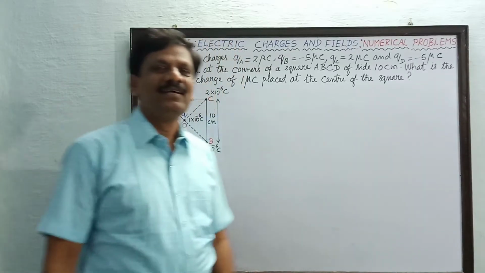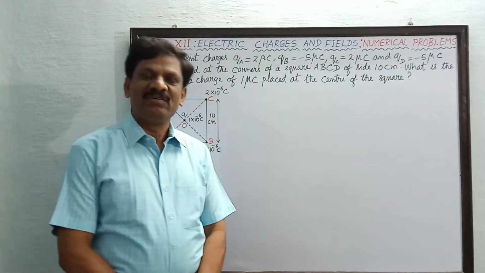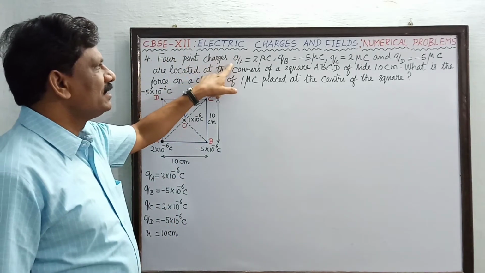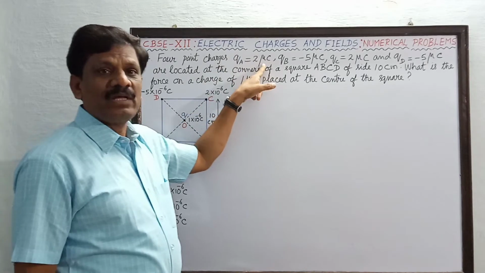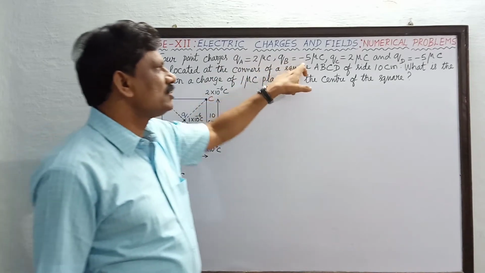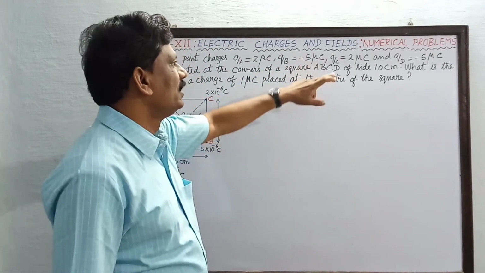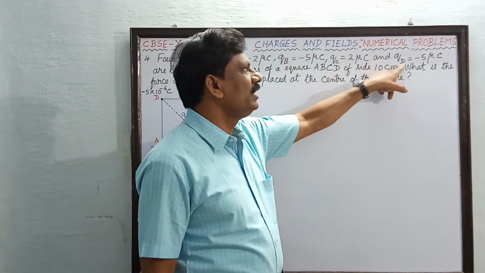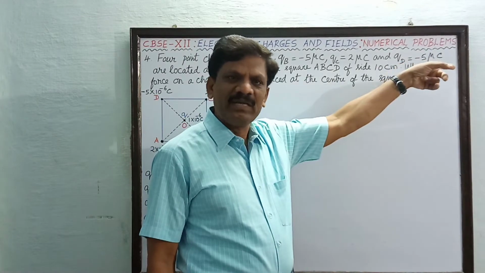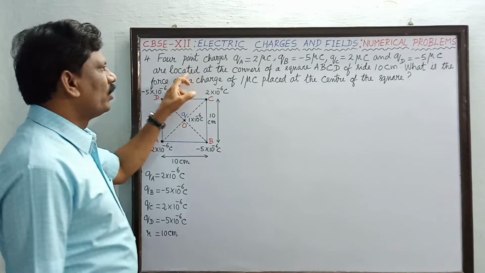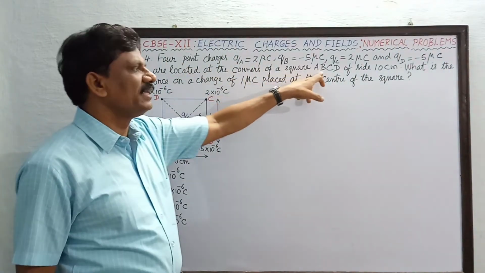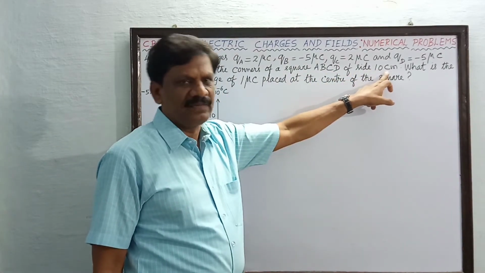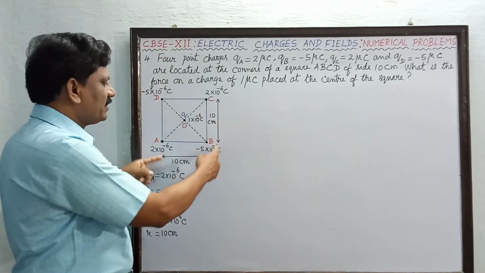Hi students, today we are going to solve the fourth numerical problem. Four point charges QA equal to 2 microcoulomb, QB equal to minus 5 microcoulomb, QC equal to 2 microcoulomb and QD equal to minus 5 microcoulomb are located at the corners of a square ABCD of side 10 centimeter.